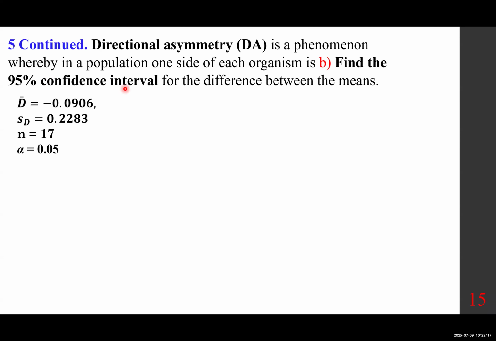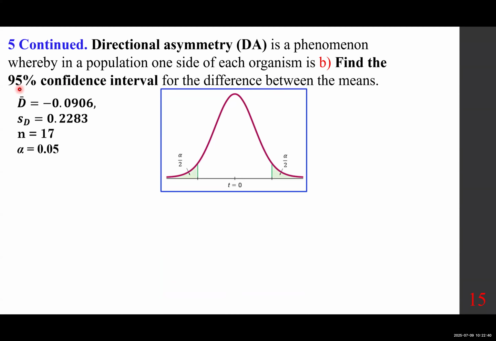We continue with part B, find the 95% confidence interval for the difference between the means. And again, this is the information we gathered from the previous one. Because it's a two-tailed test, alpha of 5% is the same as 95% confidence interval. So we have the same T, if you will. So alpha over 2. So this is 95%. Each one is 5% divided by 2, so this is 0.025. This is 0.025. And the critical value is the same as before.